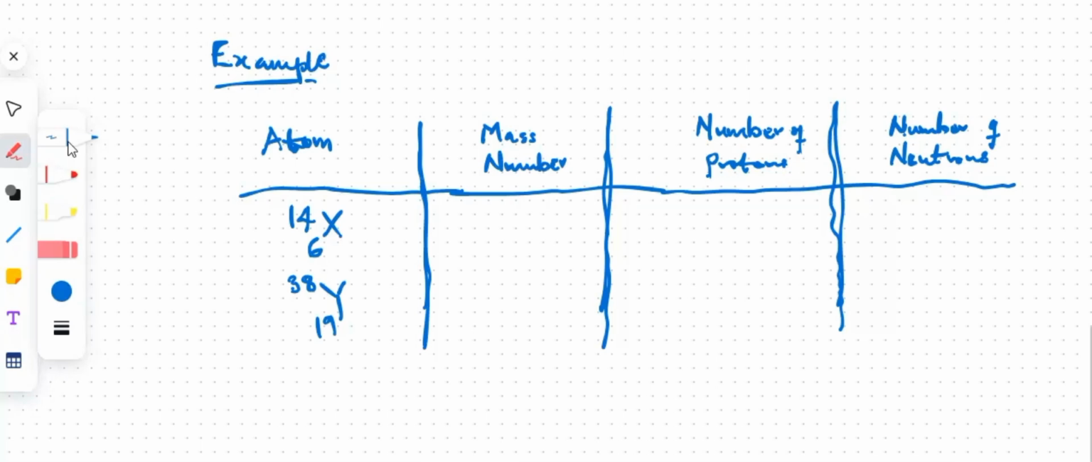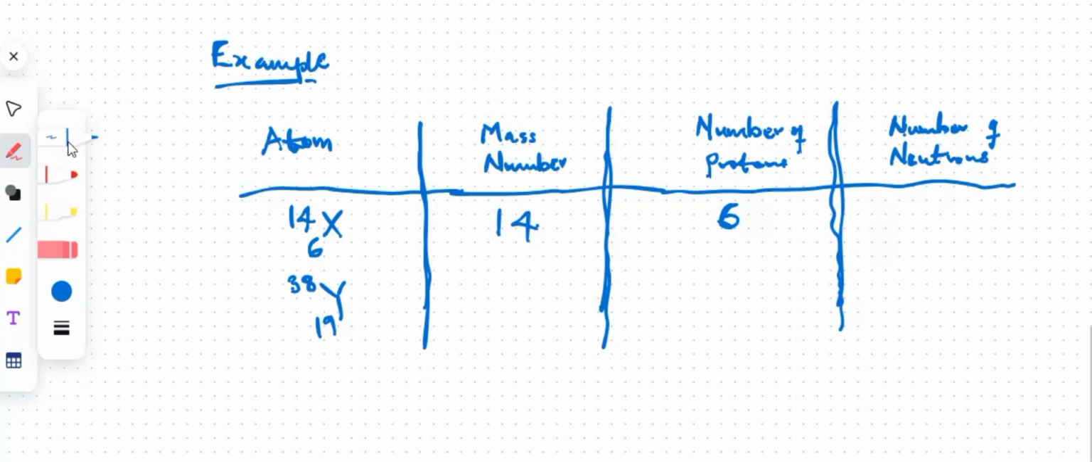So let's see, what is the mass number here? We all agree that it is 14, because mass number is represented as the number up here. What is the number of protons? This down here is Z. Z is equal to 6, and Z is the number of protons. The atomic number is the number of protons. So we write 6 as the atomic number.